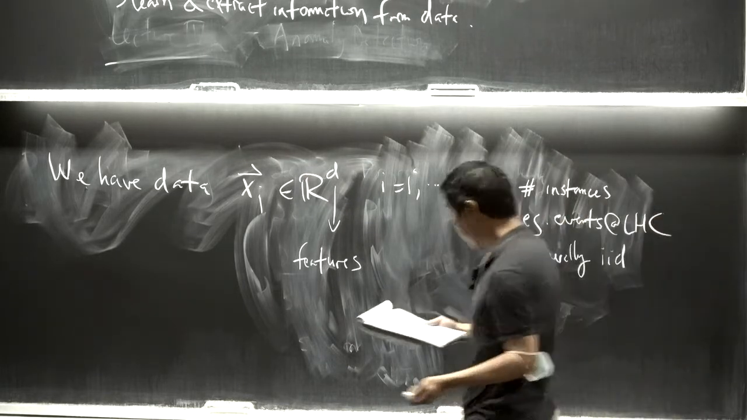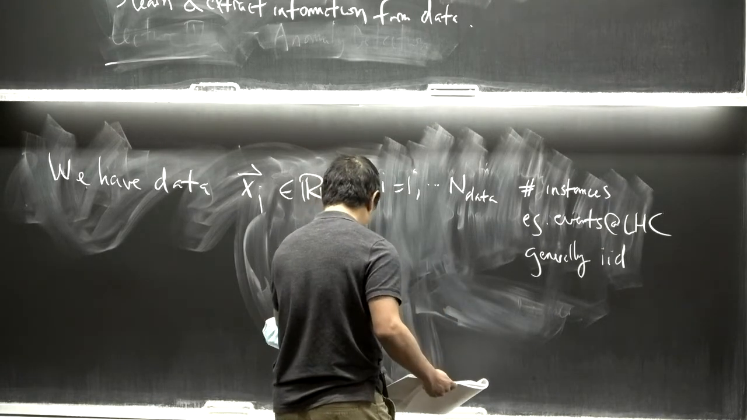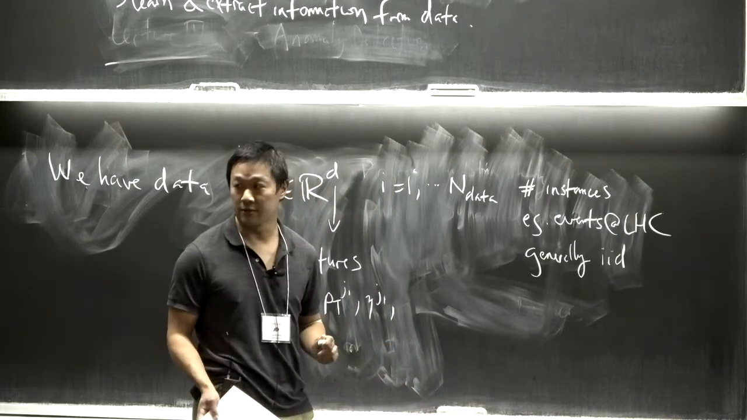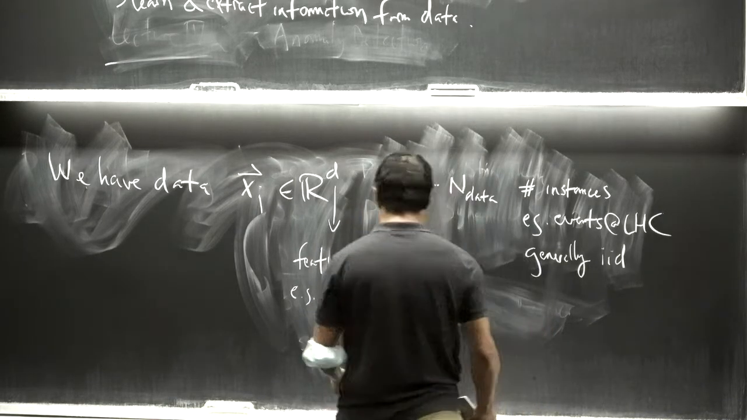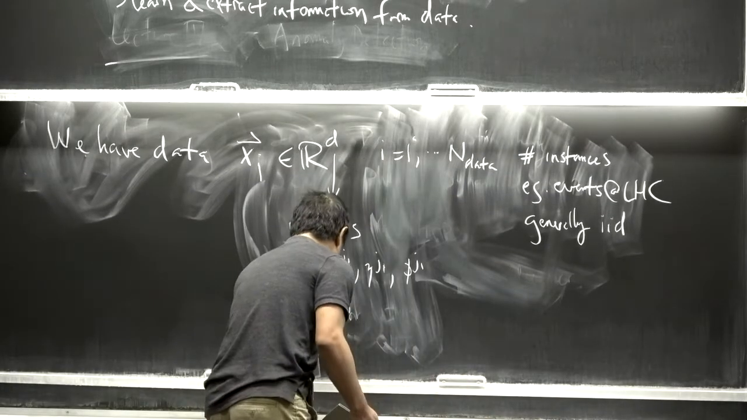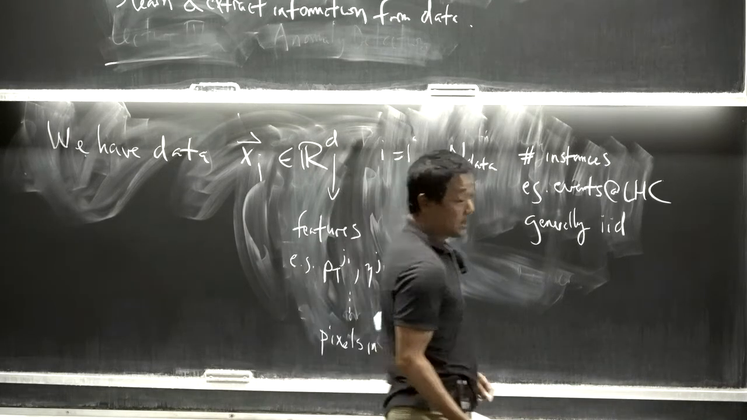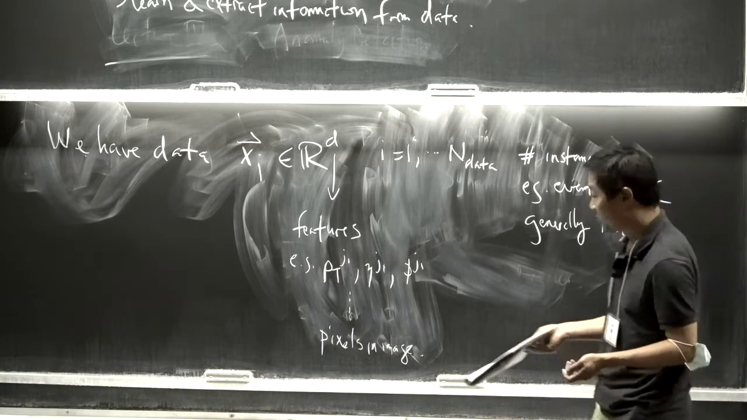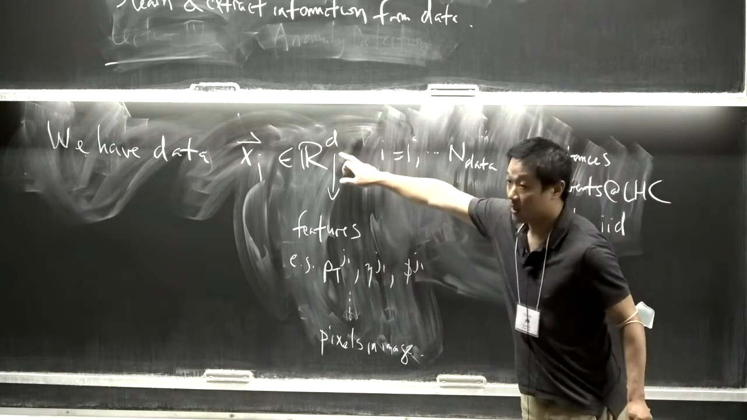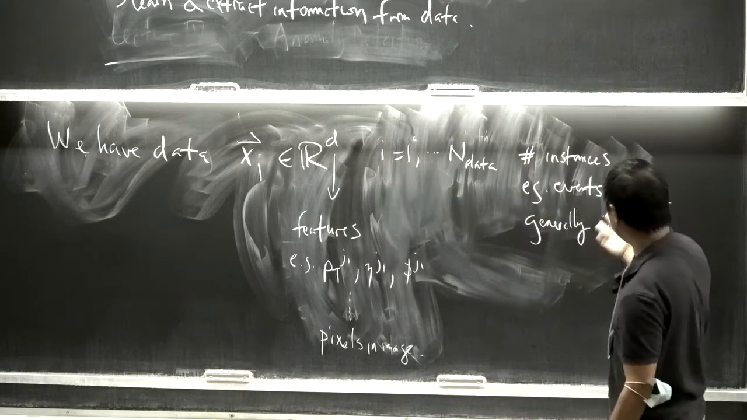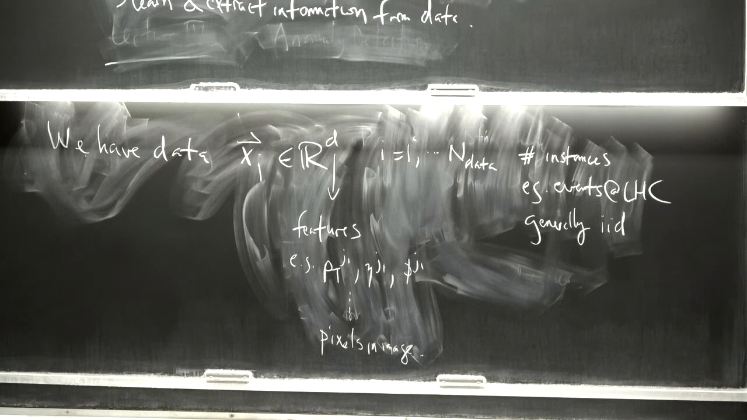At the LHC, that might be the pT of the first jet, eta, phi of the first jet, et cetera. You've all had lectures on collider physics from Heather, right? Or they might be pixels in an image. And you can see that very quickly, the resolution of images that we take with our phone is megapixels at least. So the D here could be a million dimensional. And the number of events at the LHC is billions, trillions. So that's the size of the data sets that we're talking about.